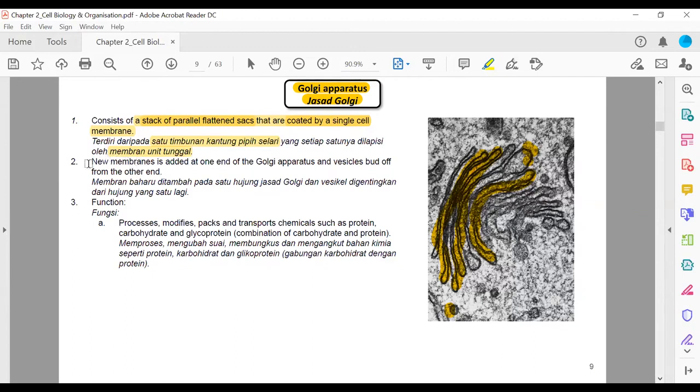Clear? Alright. Number 2. New membranes is added to one end of the Golgi apparatus and vesicles butt off from the other end. What is this? Membran baharu ditambah pada satu hujung jasad Golgi dan vesicle digentingkan, butt off dari hujung yang satu lagi. Apa maksud ayat ni? Okay, let's see. Mari saya terangkan.